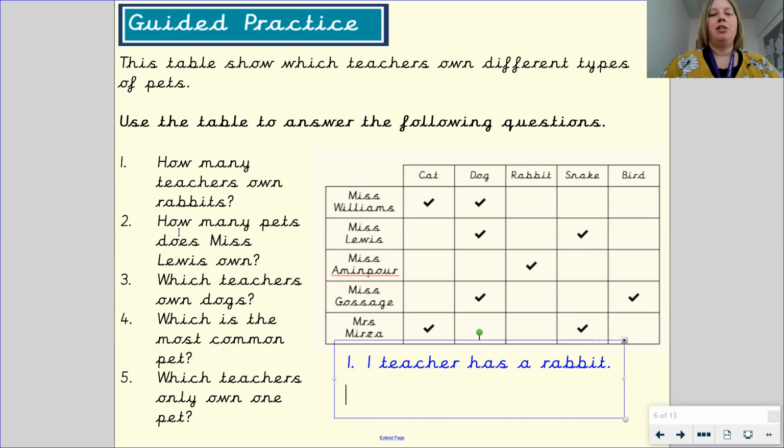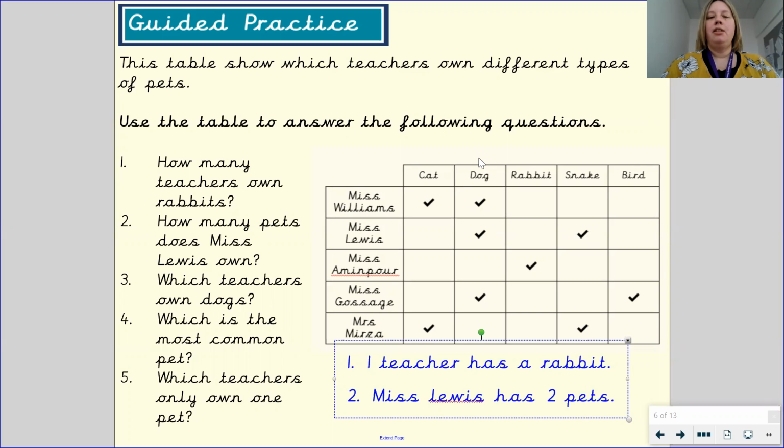Then I'm going to look at question 2. How many pets does Miss Lewis own? So I'm going to find Miss Lewis's name amongst all the teachers' names. So here is Miss Lewis, and I'm going to read across and see how many pets she has. I'm going to count how many ticks there are. 1, 2. And then I can write a sentence to say, Miss Lewis has 2 pets, full stop.